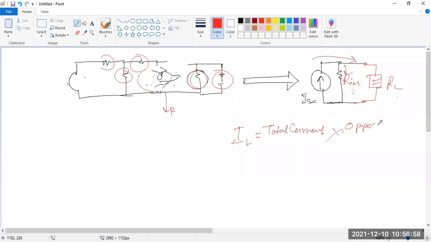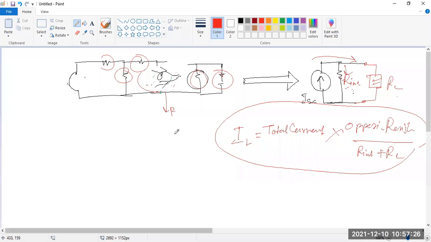Opposite resistance divided by the total resistance. Total means, don't take this total as a parallel, just sum it, meaning R internal plus RL. This is your Norton resistance.